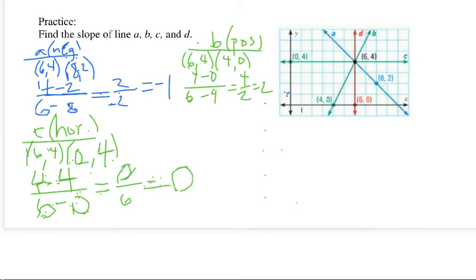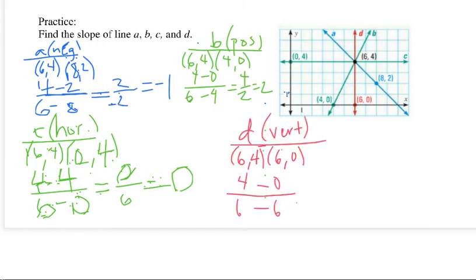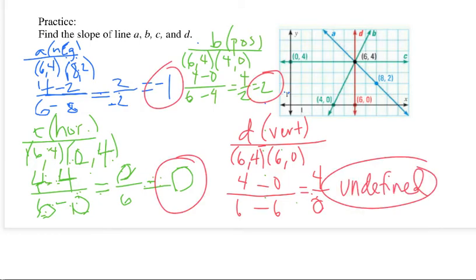Alright, so for the next one, we're going to do line D, which is the red line up above. With that red line, we see it's a vertical line, so we expect that our slope should be undefined, but just to double check, we want to do the math to make sure. In the setup, we subtract the y's on top, so 4 minus 0, and the x's on the bottom, so 6 minus 6. On top we end up with a 4, on the bottom we end up with a 0. If you try dividing anything by 0, you end up with an error in your calculator, and that's because it is undefined. So our 4 answers are negative 1, positive 2, 0, and undefined for the 4 slopes.